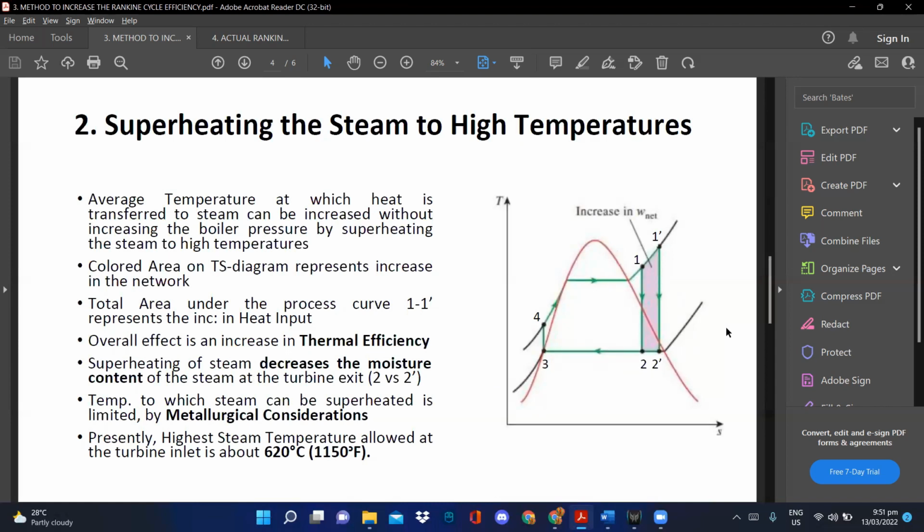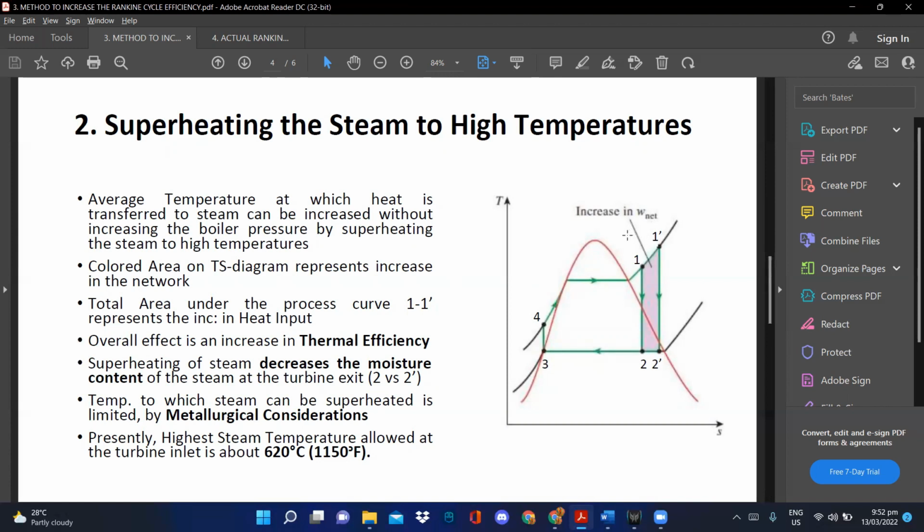The colored area on the T-S diagram represents the increase in the net work. The total area under the process curve 1 to 1 prime represents the additional heat input. The overall effect is an increase in thermal efficiency. Superheating of steam decreases the moisture content of the steam at the turbine exit, 2 versus 2 prime.